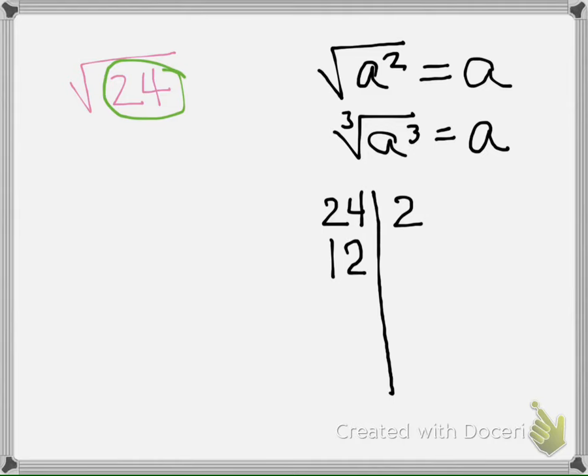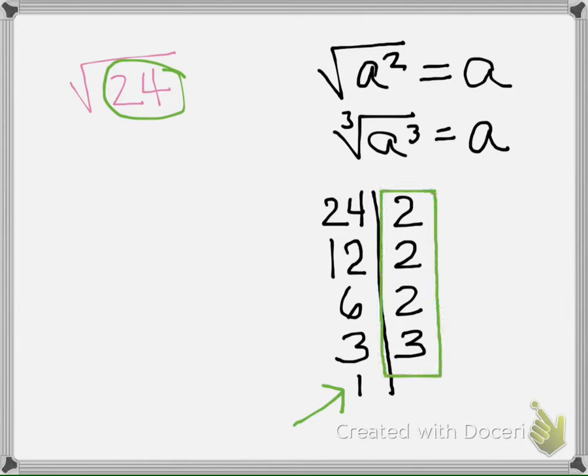Now I have another even number. Anytime I have an even number, I'm going to continue to divide by 2. 2 divided into 12 gives me 6. Another even number, that gives me another 2. Then 3. The only thing that goes into 3 is 3. 3 divided by 3 leaves you 1. I'm going to continue this process until you get down here to 1. What you're left with, right here, are all the prime numbers that equal 24 when you multiply them. Hence 2 times 2 times 2 times 3 is equal to 24.